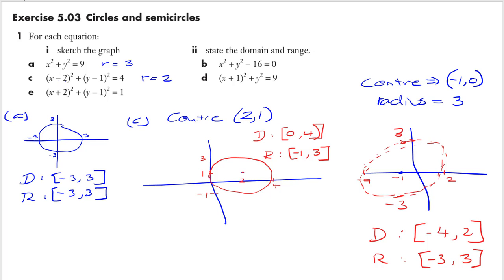Just keep note, if the radius is 3, obviously the difference between these two extremes in your domain and range will be double that, or 6. If we check over here, the radius for this question was 2, so there'll be 4 in between these two.